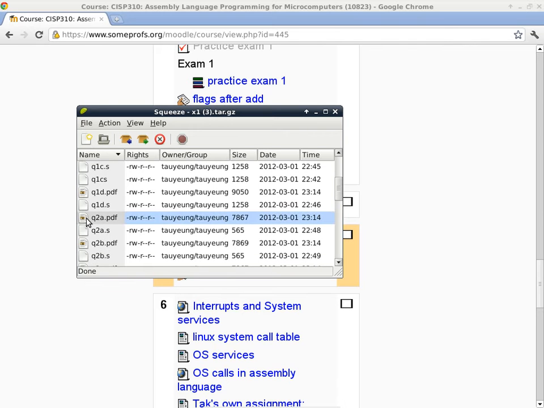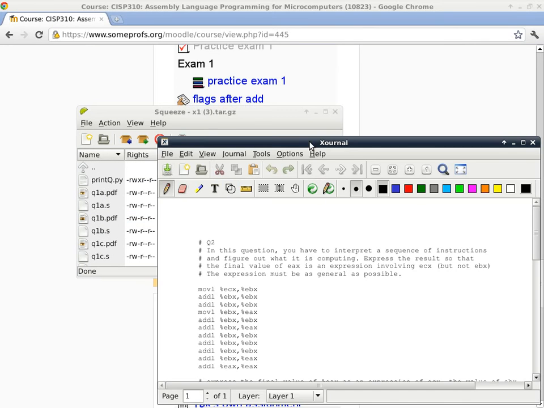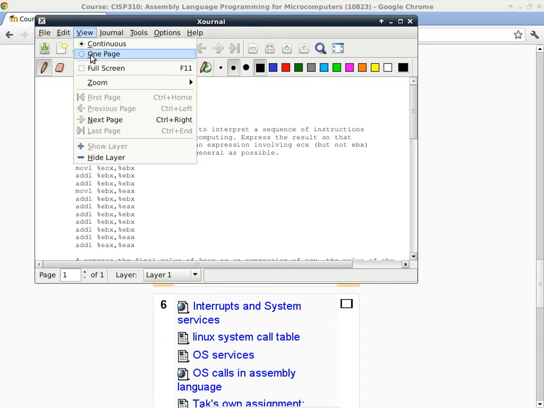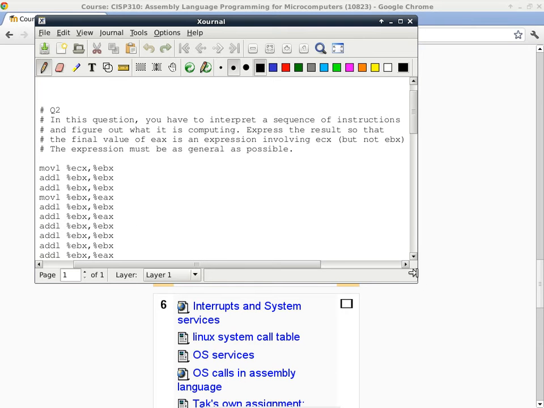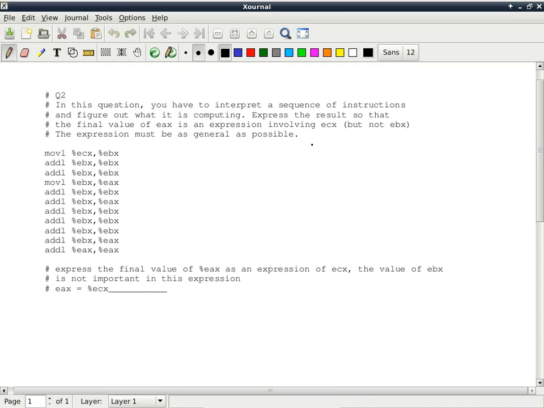Okay, question number 2. This is question number 2, which is also the reverse of a similar question in the practice test. In the practice test, I give you a multiplication, and then you have to figure out how to do it with just addition and move. In this one, I give you the move and the addition. You have to reverse it back into just a multiplication.